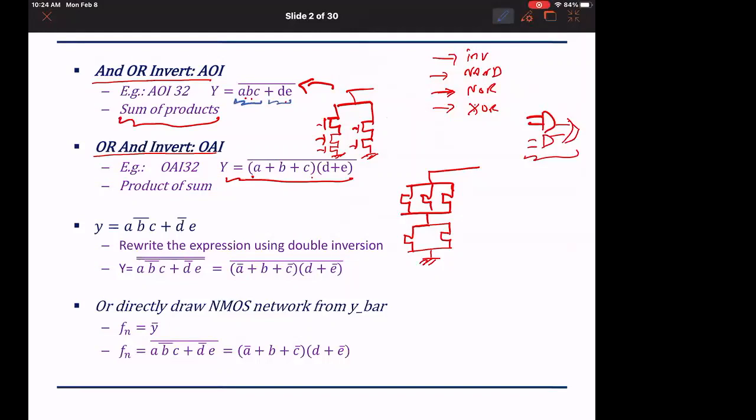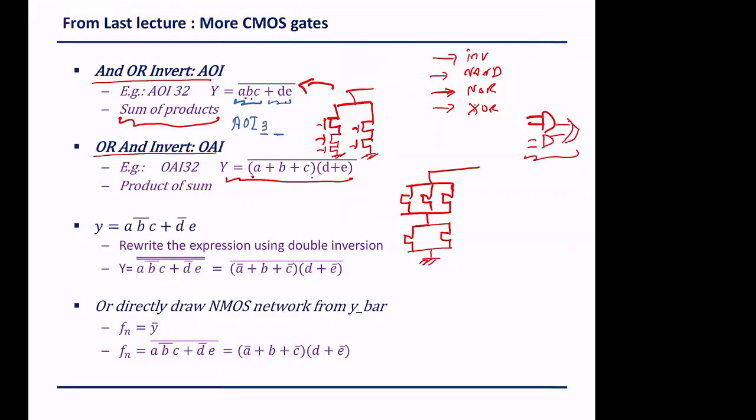I apologize for the noise. How many products does this upper term have? 2. It's the sum of 2 products, right? So I will call it AOI, and I have 2 entries to fill. The first product has how many inputs? 3. And the second product has how many inputs? 2. So we call this AOI 3, 2. Why? Because I can have any inputs come to this gate. They don't have to be A, B, C, or D. So that's how the library is characterized.